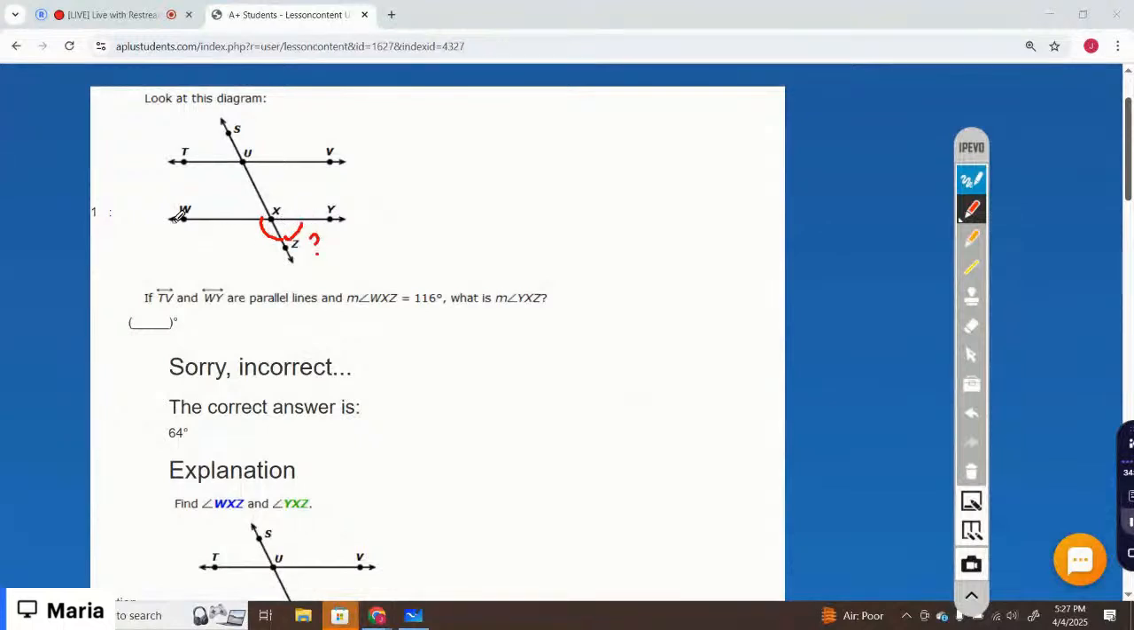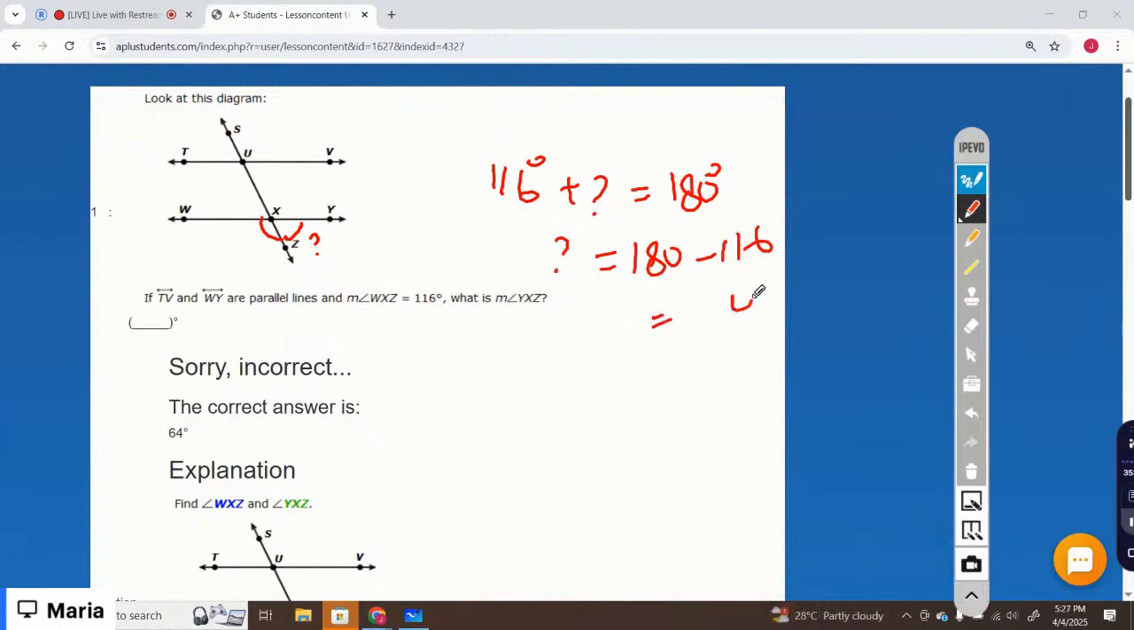So basically, WXZ and YXZ together make 180, right? That is 116 plus the missing angle. They together make 180. You just subtract 116 from the other side. And that is 64 degrees. The correct option is 64 degrees.